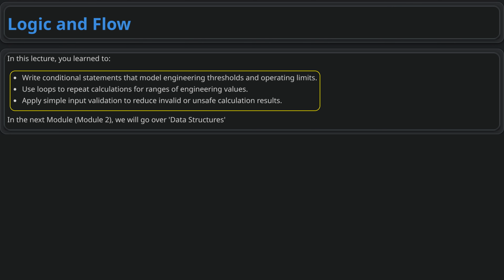In this lecture, you learn to write conditional statements that model engineering thresholds and operating limits. Use loops to repeat calculations for ranges of engineering values. And apply simple input validation to reduce invalid or unsafe calculation results. In the next module, Module 2, we will go over data structures.